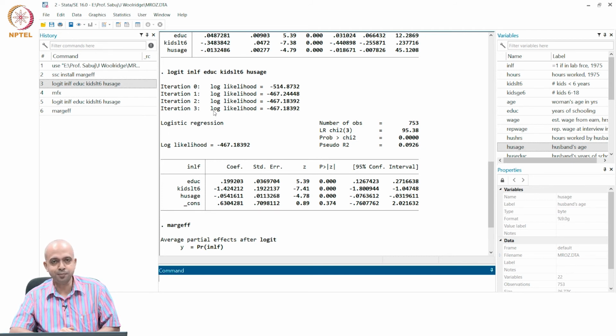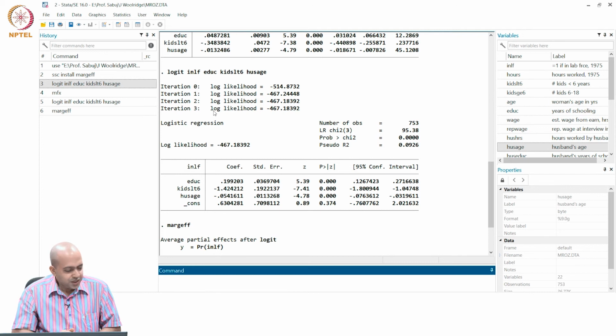Many a times after estimating this, we forget to report the marginal effects, but then your research would be incomplete, because at the end of the day, what we are interested in is specifically the marginal effect. For a unit change in any of these explanatory variables, on an average, what is the change in the probability of labor force participation? That is what we want, and that is why you need to specifically report these types of marginal effects, right.